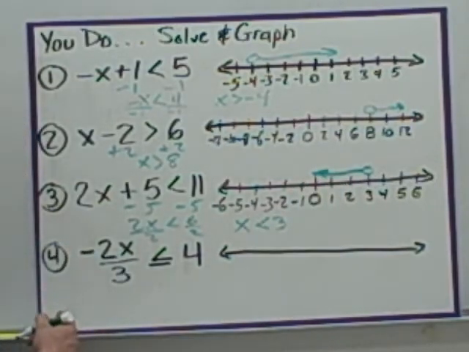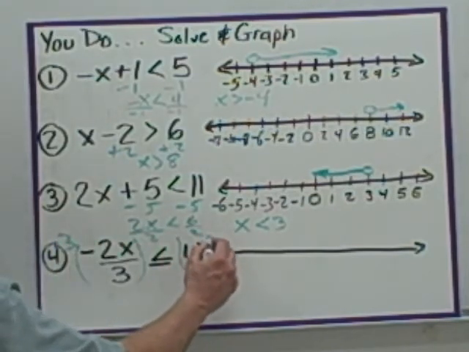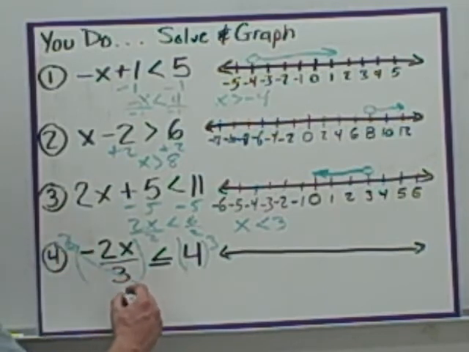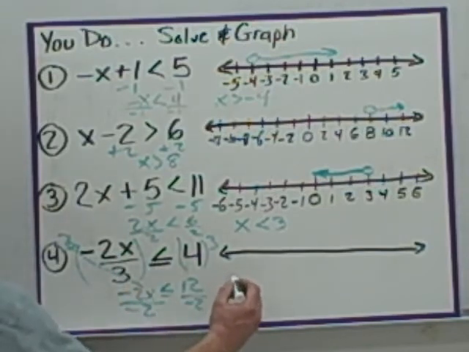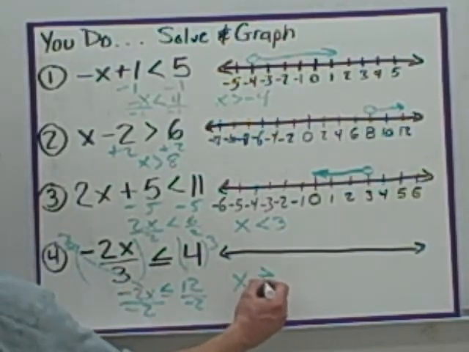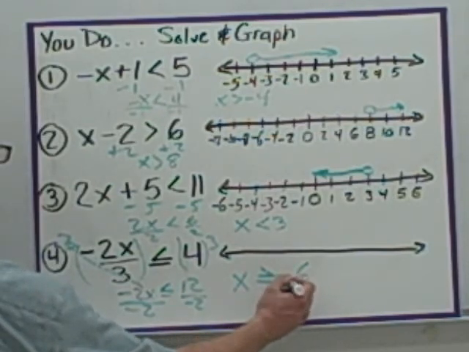There we go. Here we have what could be considered a one-step. It could be a two-step equation. I like to take it in 2 steps. First, I'm going to get rid of the 3 by multiplying by 3. That gets rid of the 3, gives me negative 2x is less than or equal to 12. Then I divide by the negative 2, and when you divide by a negative, you've got to flip it, so it becomes x is greater than or equal to 12 divided by negative 2 gives me negative 6.